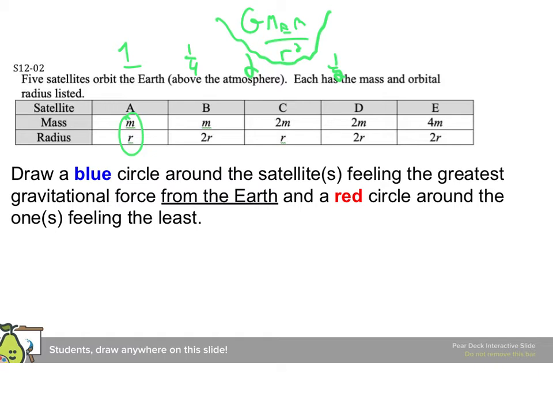And then finally, we have 4 times the mass on the top, but we have double the radius squared, which is 4 times as much on the bottom. The 4/4 cancels. These turn out to actually be the same. So now we can look and say who's the strongest. C was the strongest. And who's the weakest? B was the weakest. And accidentally, we also discovered that A and E were the same.